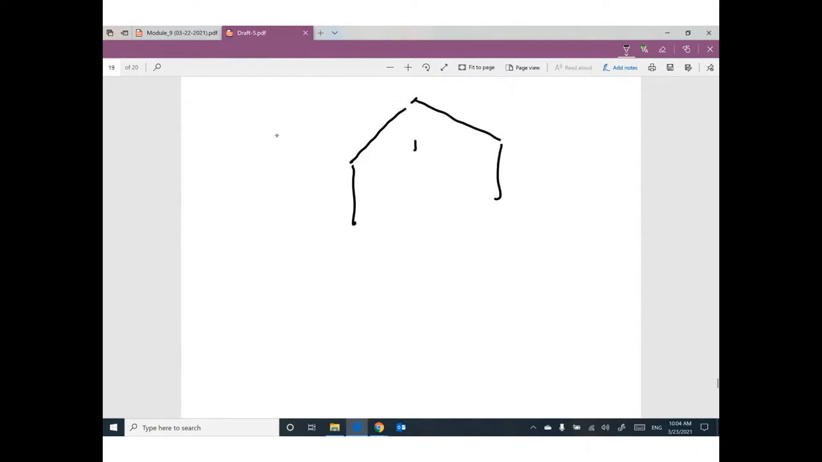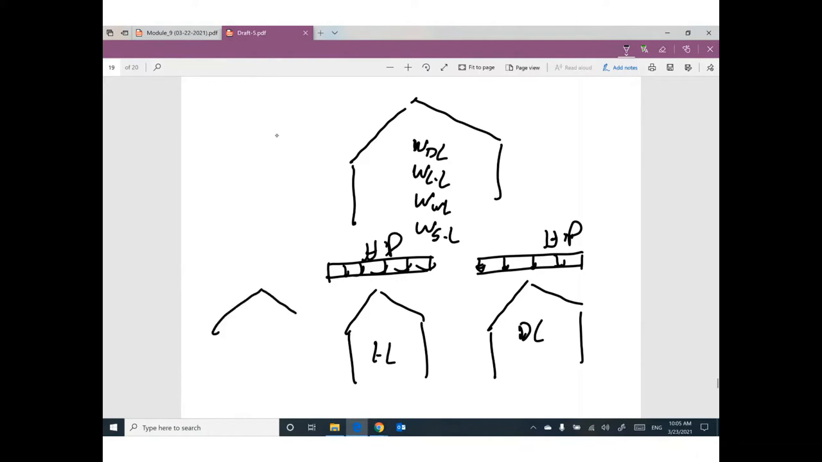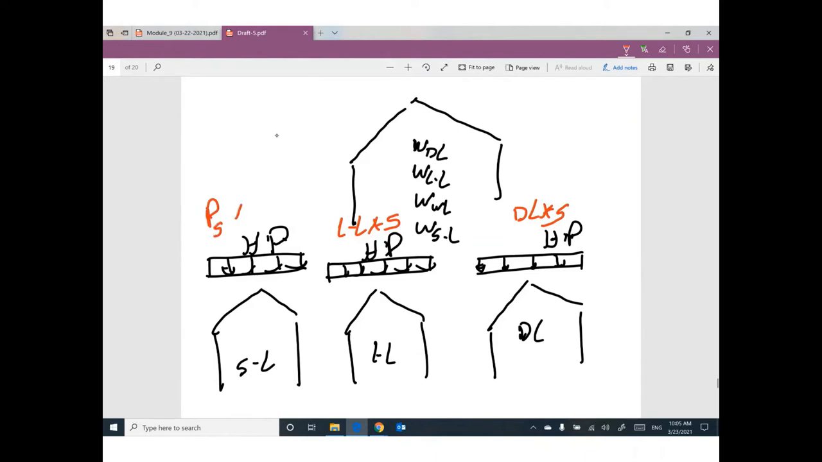So right now, the final conclusion is, if you have a frame, I can calculate the dead load value, the live load value, the wind load value, and the snow load value. Keep in your mind, dead load looks like uniform distributed load, horizontal projection. For live load, the same. For snow load, uniform distributed load, horizontal projection. The value of dead load times S. The value of live load times S. The value of snow load times S.